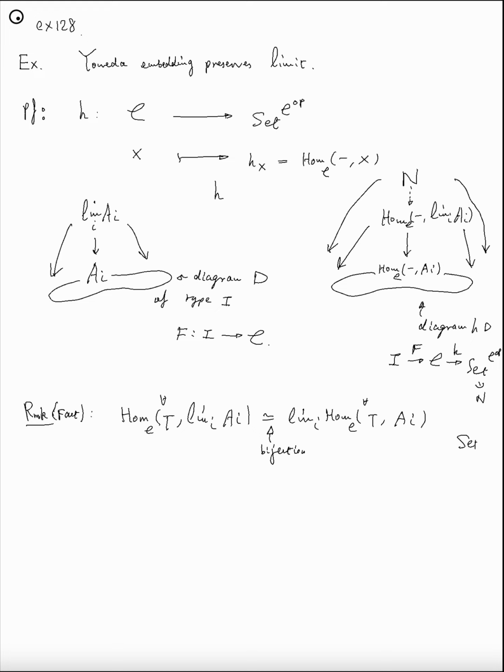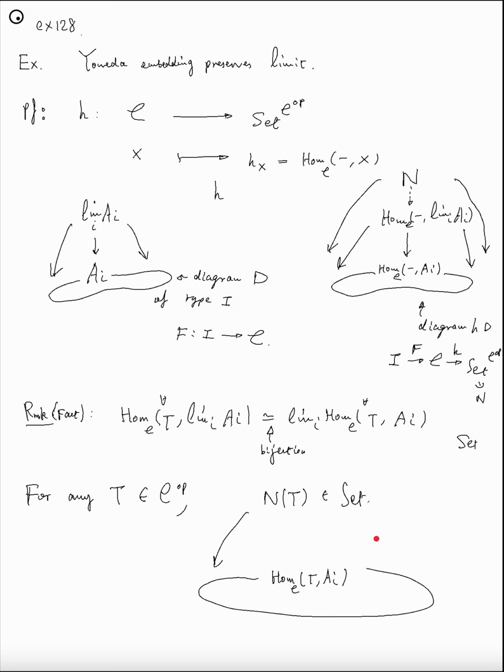So the argument is that for any object t in C up, we have this N of t, a set, and then the commutative diagram is telling you that it is a cone over this diagram.